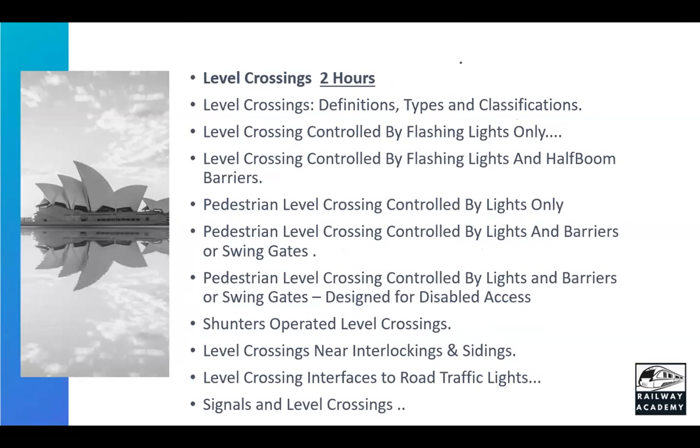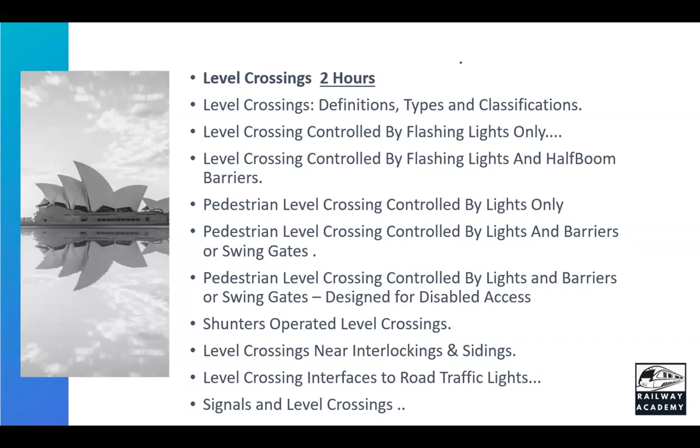Level crossings also I have allotted 2 hours. Like I told you, you have either only a pedestrian crossing or a pedestrian crossing with a road vehicle crossing. It may be only with flasher lights, or with flasher lights and boom or swing gates, or with flasher lights and half boom or half swing gates. And it may be on a single line, or a twin single line, or a bi-directional line, or what they call track circuit block, or absolute permissive block. So how it is worked remotely.